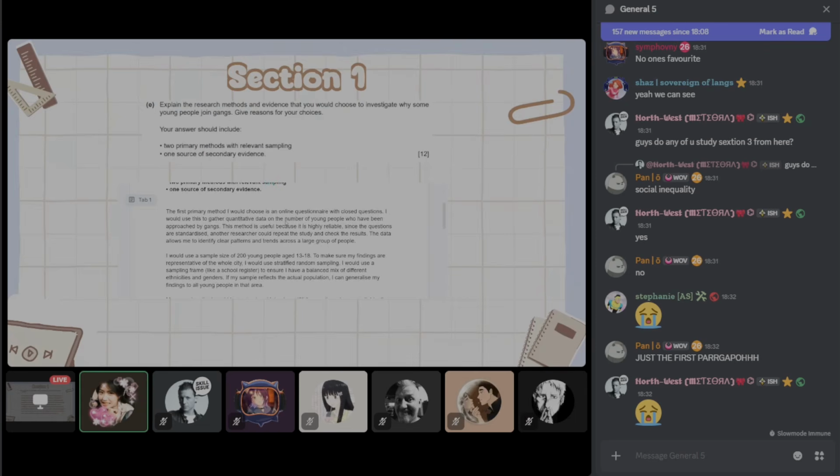Right, so the sampling I would use is stratified random sampling. I would use a sample size of 200 young people aged 13 to 18. Of course, it is important to tell the examiner, if you're taking the exam, how many people you are actually going to use as your sample, or what your sample size is.